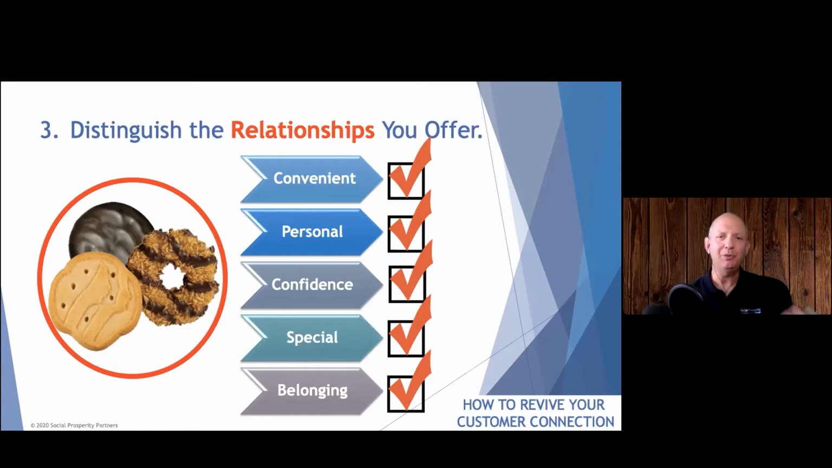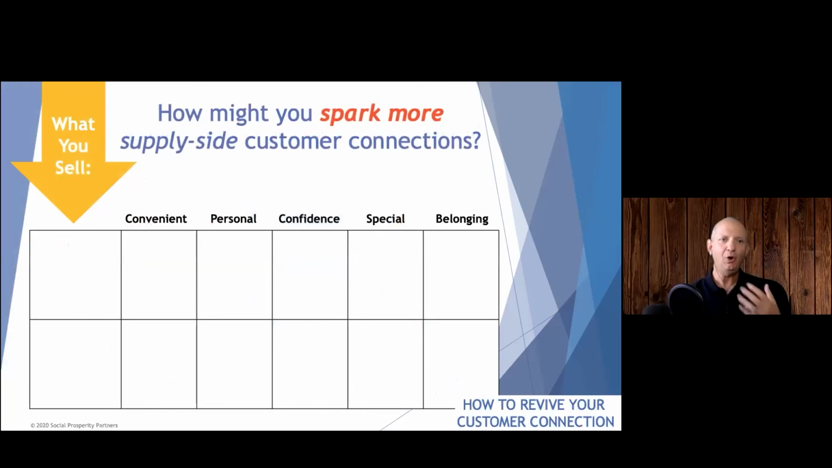I'm going to leave you with this little bit of homework assignment. You don't have to do it right now, but the homework assignment is simply this. How would you spark more supply side, that's your side, customer connections? And my little homework assignment for you, and when I send you the slides, you'll have this little sheet, is you just put in the left side one or two of the things that you sell. And you put a big X in whichever box is the dominant way that you are primarily selling that right now.